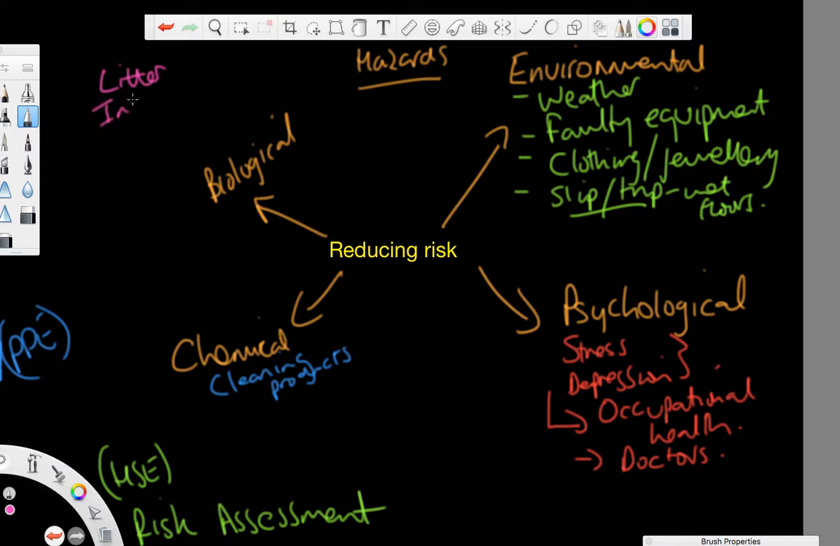Infection. People not washing their hands. So infection could be another biological hazard. Not related to this, but if you're in a hotel, there have been cases in hotels where it gets spread and people have to wash their hands a lot to stop the spread.